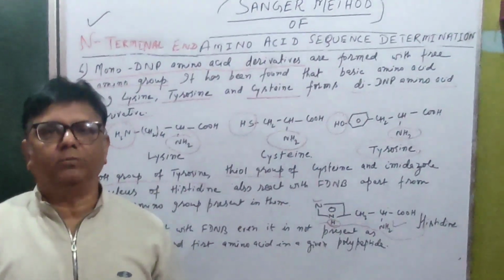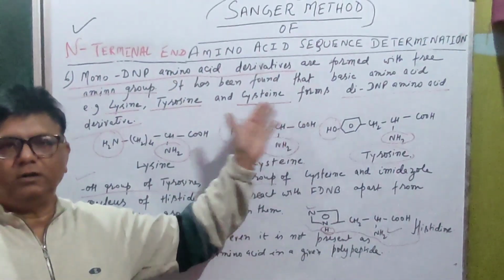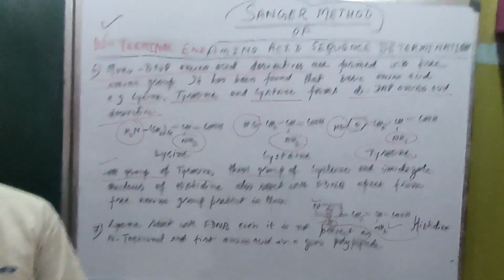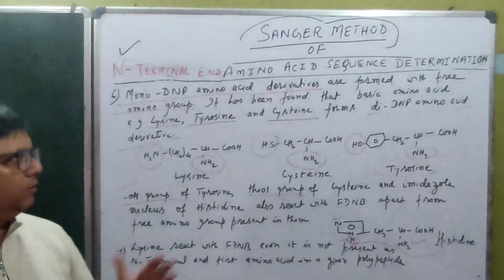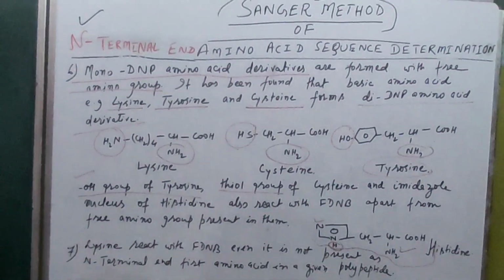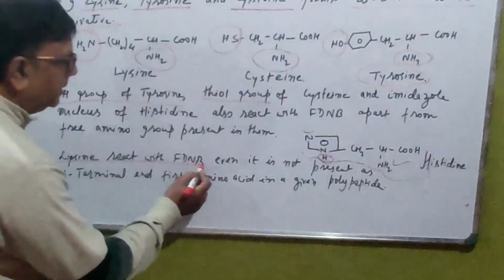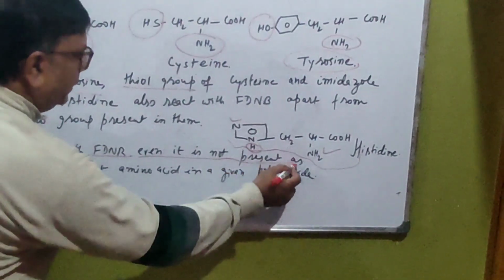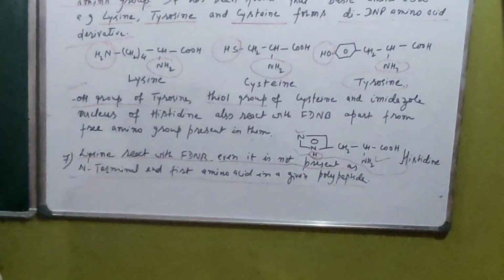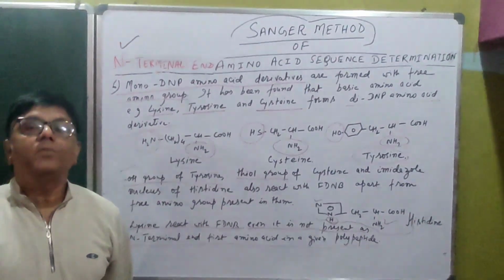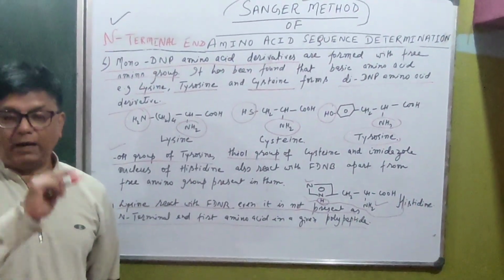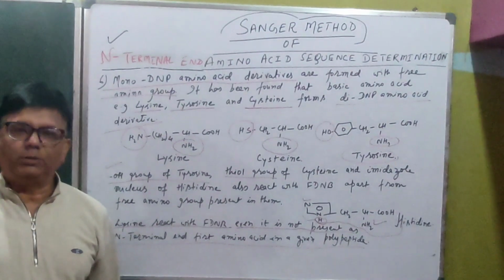Now, what is more interesting is that if you have lysine in the polypeptide chain somewhere, even then it will react with FDNB. This will not react if it is not at the terminal position. But if you have lysine in a polypeptide, even in between, not from the N-terminal side, then what will happen? You can see lysine reacts with FDNB even if it is not present as the N-terminal first amino acid in the given polypeptide. That is, in that case, it will form a mono dinitrophenyl derivative if it is not at the N-terminal, rather inside the polypeptide.